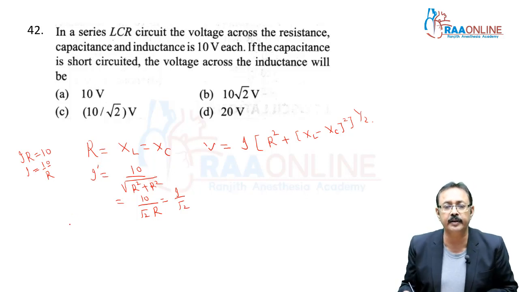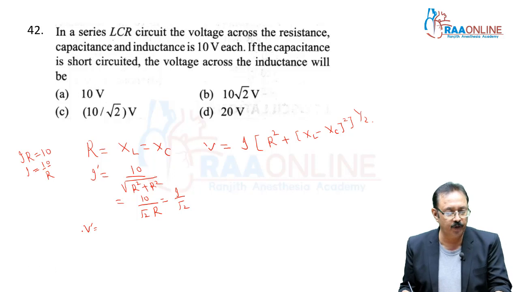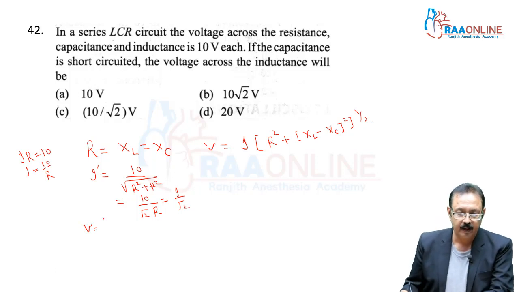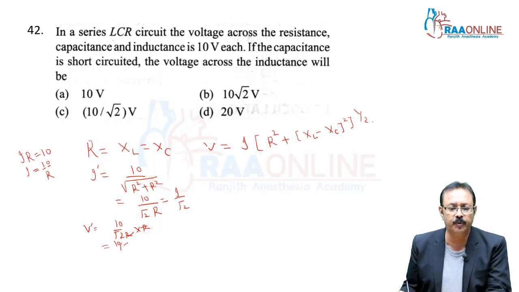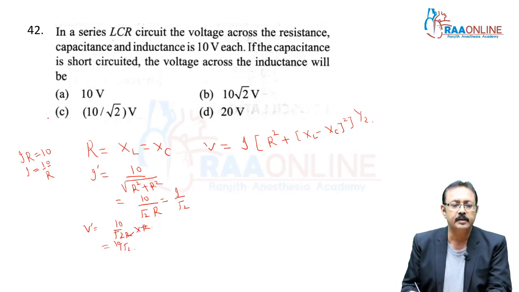So what should be the new voltage now? It will be 10 by root 2 R into R. Cancel R with R. So what are we getting? New voltage 10 by root 2. So we are going with C option.